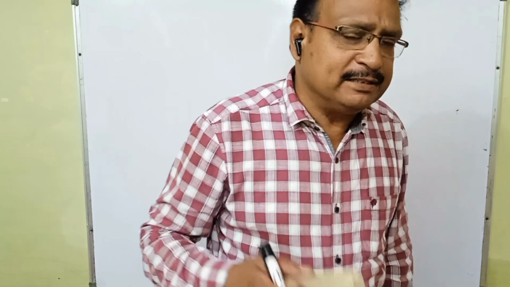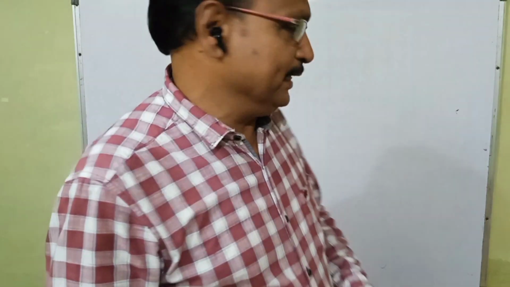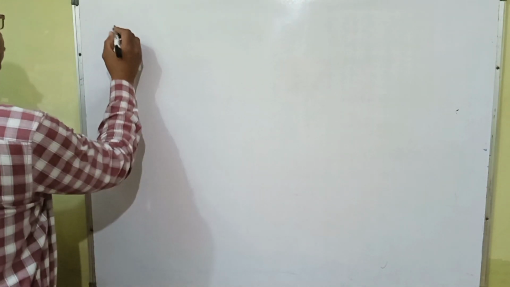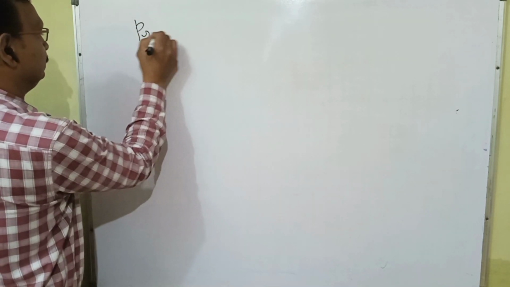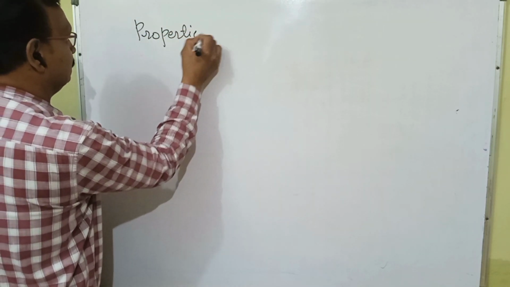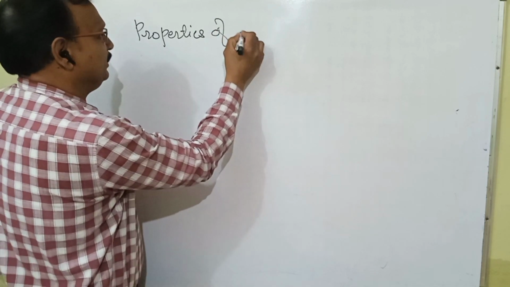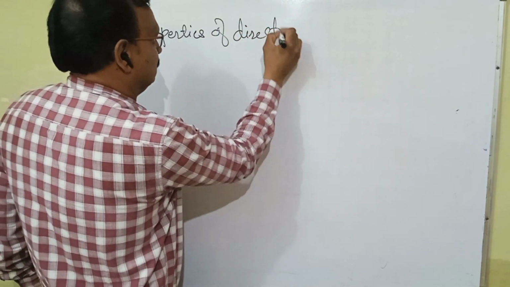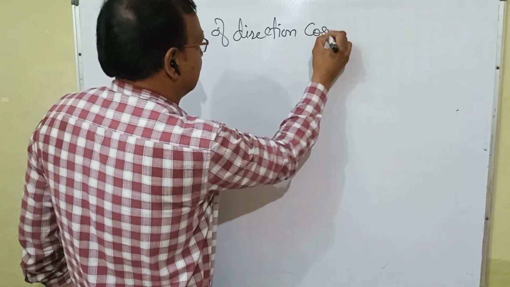Now we come to the properties. Properties of direction cosines. What is the relation between L, M and N, or what is the relation between direction cosines? First of all, properties of direction cosines.